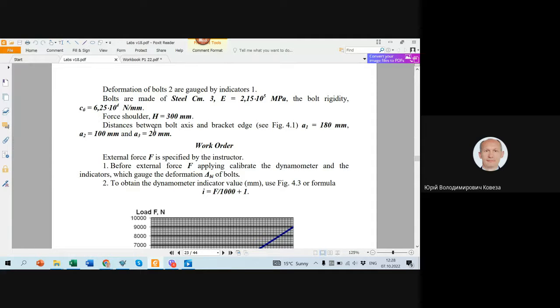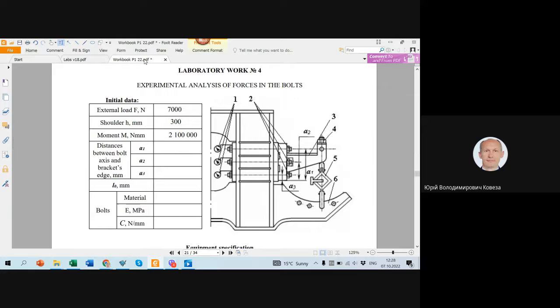You see, the pitch is the same: 180 minus 100, distance 80 millimeters, and 100 minus 20, also 80 millimeters. So distances are the same. So A1 180, A2 100, A3 20.